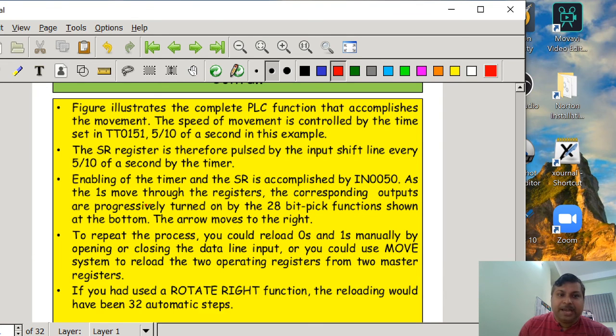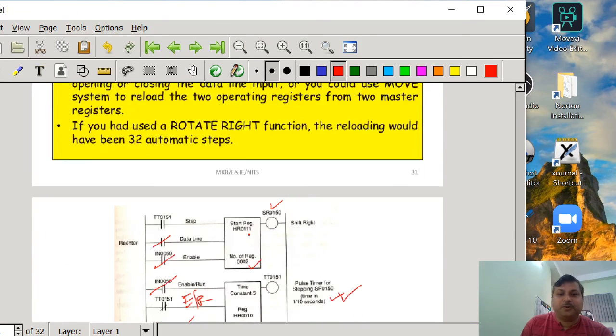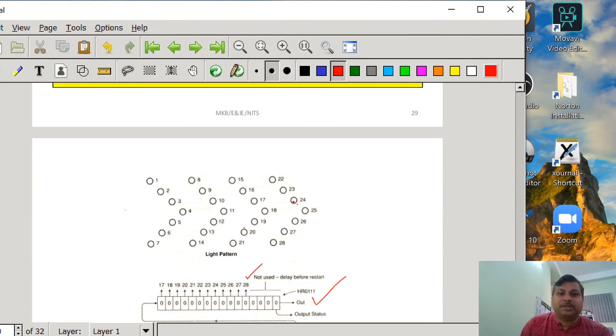So that's why it is told that enabling the timer and the SR is accomplished by IN50. As the ones move through the registers, the corresponding outputs are progressively turned on by the 28 bit pick function shown at the bottom. The arrow moves to the right. To repeat the process, you could reload zeros and ones manually by opening or closing the data input line, or you could use the move instruction to reload the two operating registers from two master registers. And if you had used a rotate right function, the reloading would have been done with the 32 automatic steps. In this way you can perform these operations, so the lights sequentially glow and the arrow moves in the right direction.